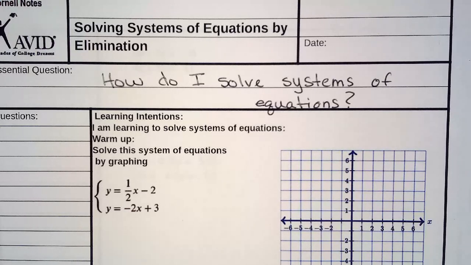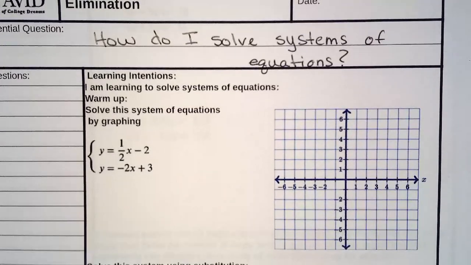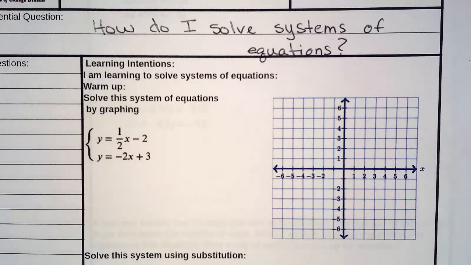You've got two warm-up questions. The first one you solve by graphing, and the second system you solve with substitution. So pause the video now and see if you can do those two warm-up questions. Well, I do hope you tried to do these two on your own.